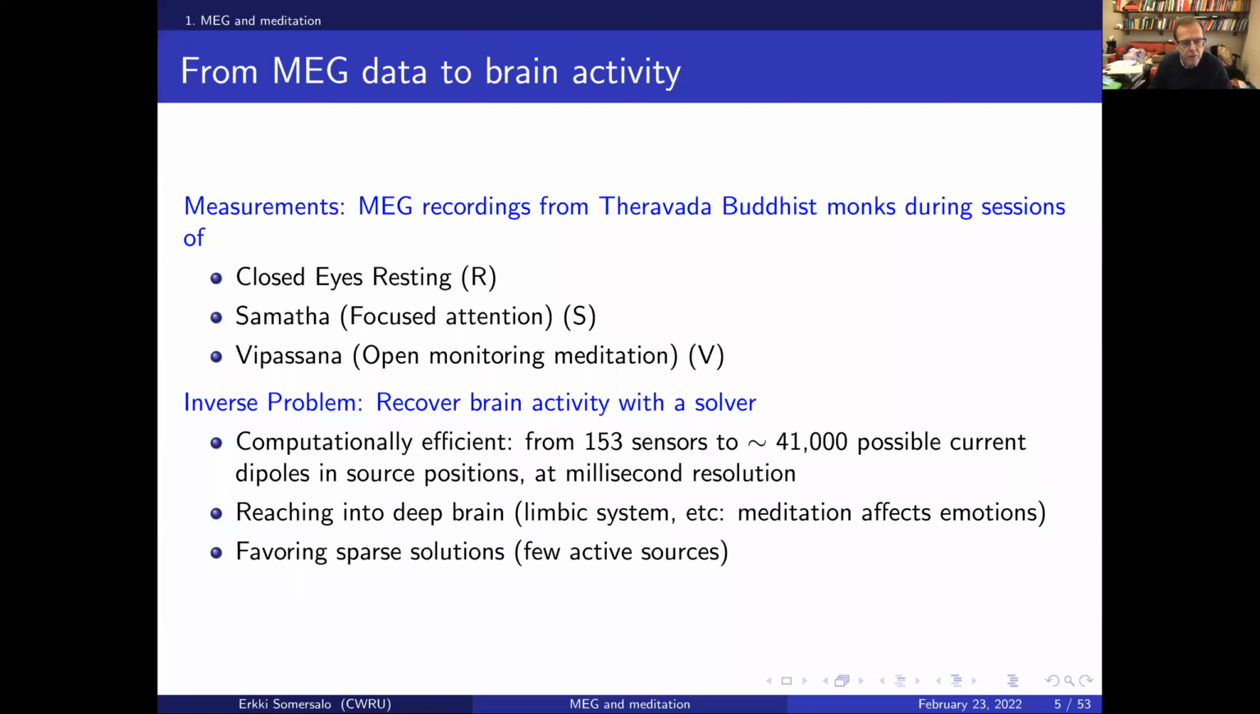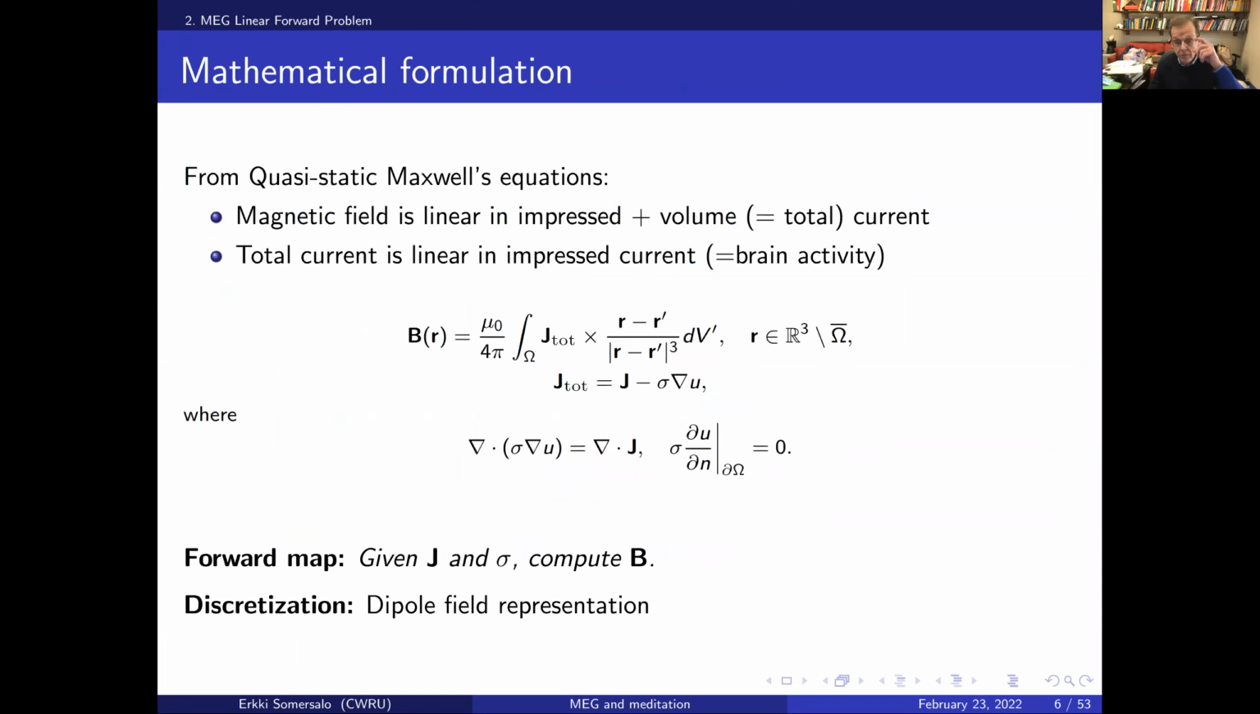What is the problem? We need to have a relatively fast solver, which is also able to discern the different brain regions and go deep into the brain, so that we can see what is happening. The velocity at which MEG does the recording is one measurement per millisecond. So you get a new data set every millisecond. And if you want to analyze minutes of meditation, you need to have a rather fast system. So this was the motivation where we started to look at this MEG problem.